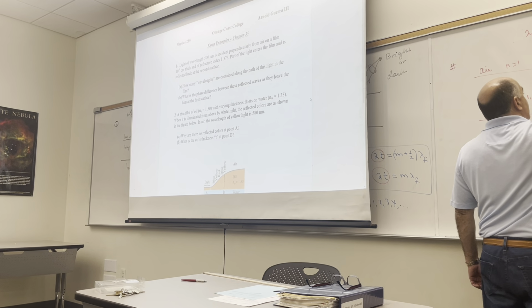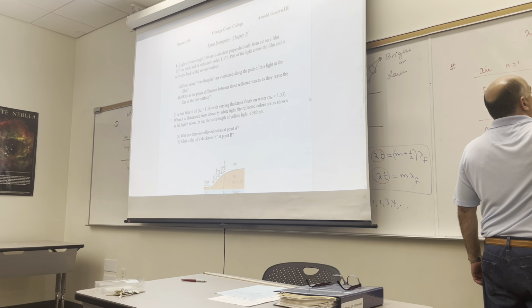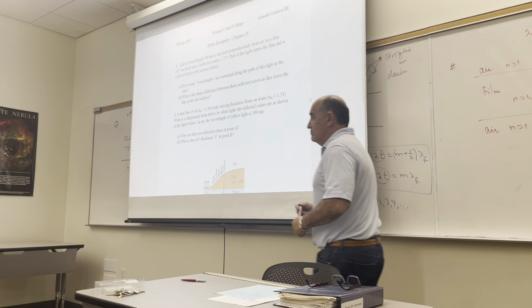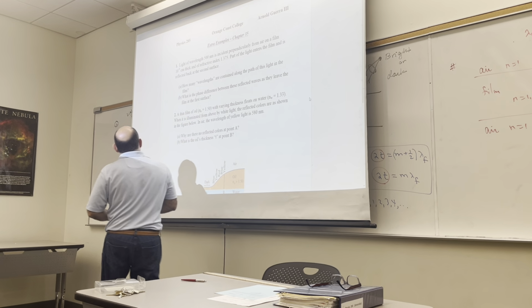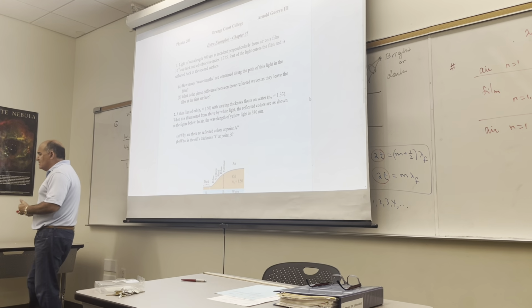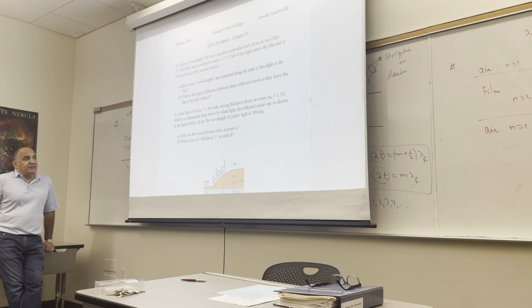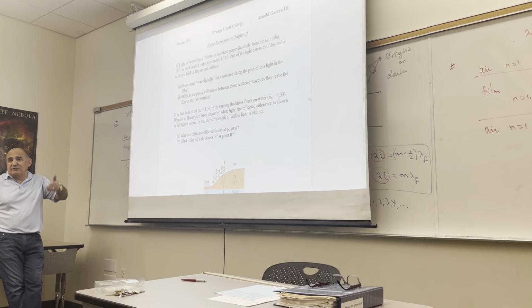So now they give you the thickness. Okay? So it says they give you the wavelength, the thickness, and then it says part of the light enters the film and is reflected back at the second surface. So there's a reflection from the first surface. And then there's also a reflection from the second surface. So part of the light goes into the film and then gets reflected.